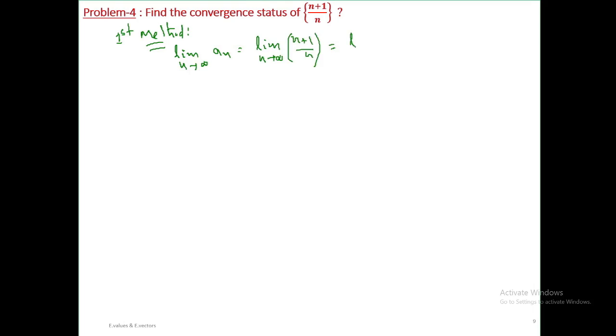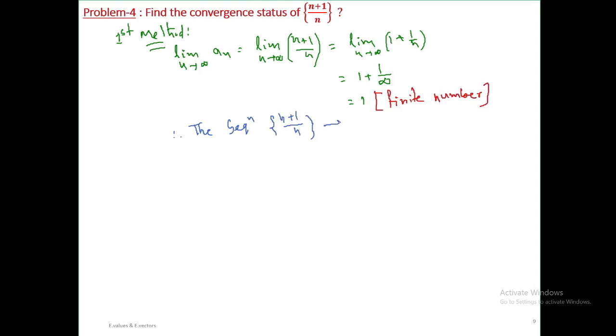And so limit n tends to infinity, this will be 1 plus 1 by n. Now this will be 1 plus 1 by infinity. Now this will be 1, which is a finite number, a single limit existing. Therefore the sequence converges to 1 straight away. I can write like this, converges to 1 as n tends to infinity, or simply the limit of the sequence is 1, your wish. So by the first method we concluded the sequence converges.